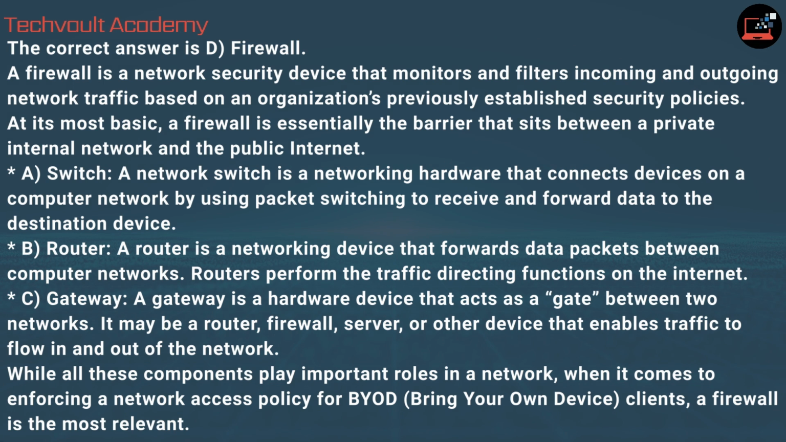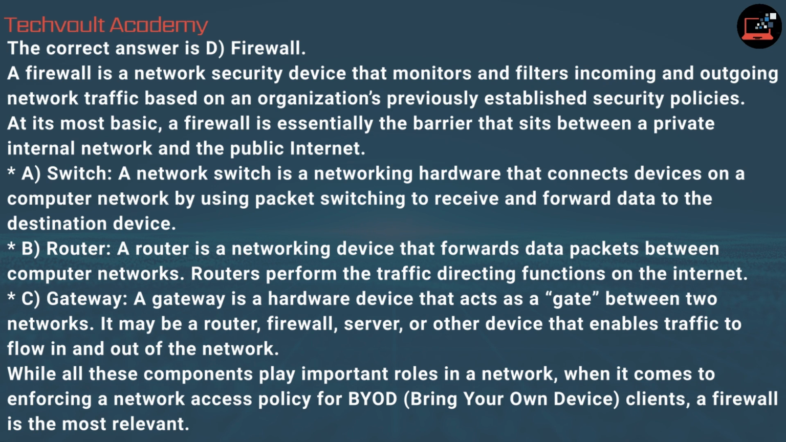internet. A. Switch. A network switch is a networking hardware that connects devices on a computer network by using packet switching to receive and forward data to the destination device. B. Router. A router is a networking device that forwards data packets between computer networks. Routers perform the traffic directing functions on the internet.